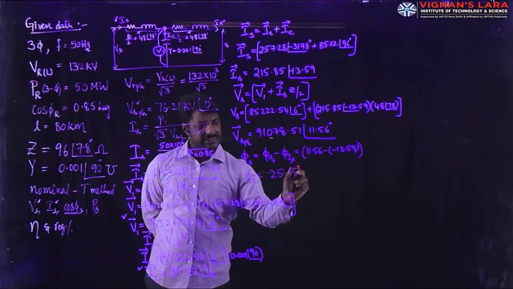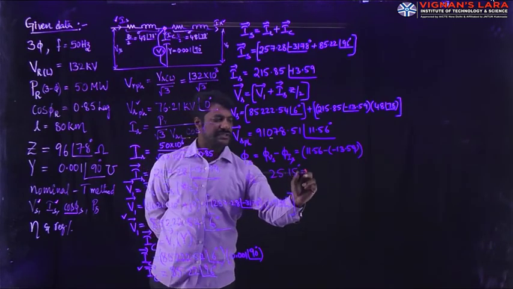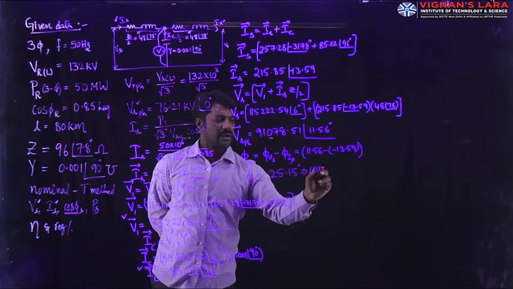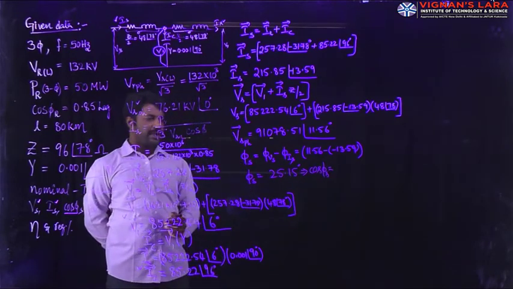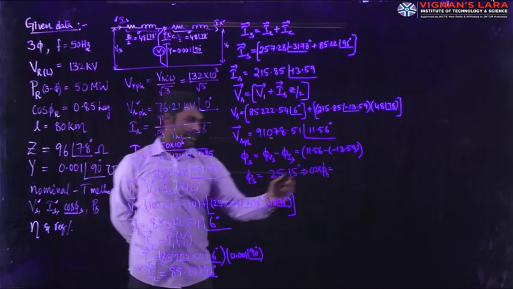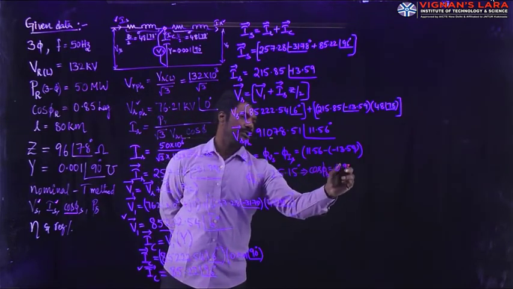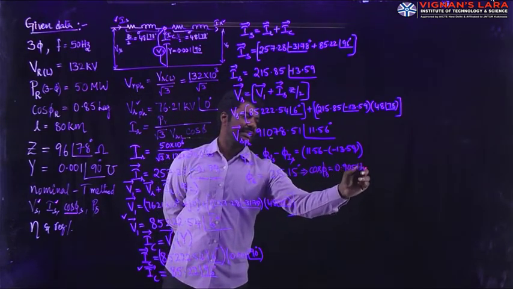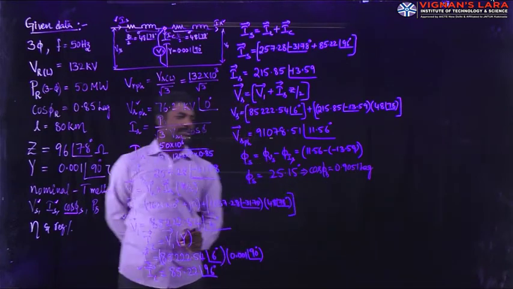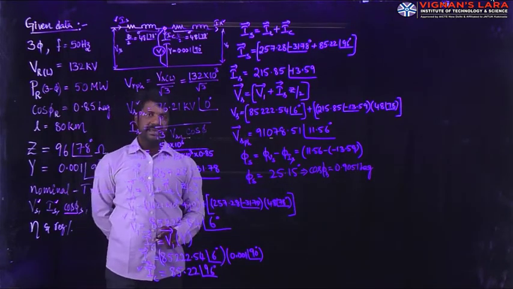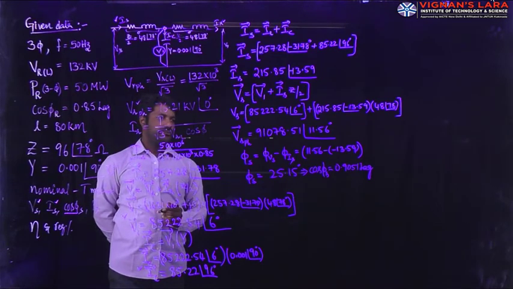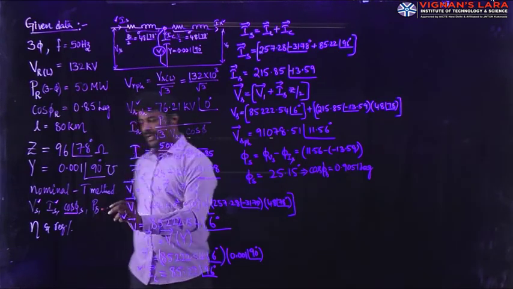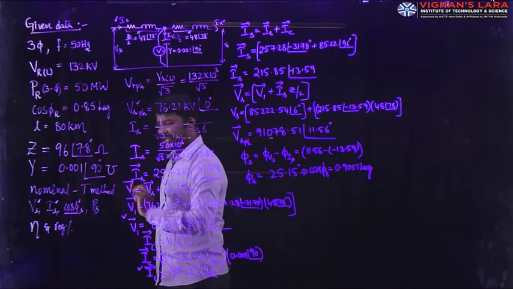Apply cos to this, then you will get the power factor, cos phi s, equal to cos 25.15, and its value is 0.9051. Still, the current is a lagging current. You have to remember that the current is a lagging current with a power factor of 0.9051. So we got our next step, cos phi s, also.